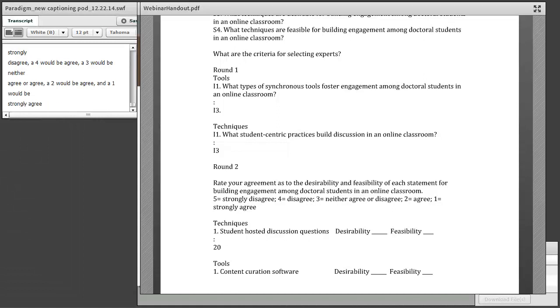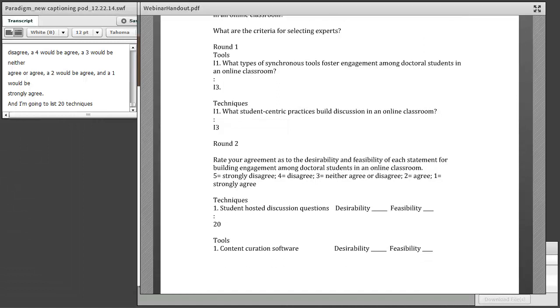And I'm going to list 20 techniques, and in this example, I'm going to list 20 different tools. So the first technique would be student-hosted discussion questions. And you would rate whether or not you believe they're desirable and whether or not they're feasible. Remember, that which is always desirable isn't necessarily feasible, and that which is feasible isn't always necessarily desirable. So when I do a study, I like to kind of separate those two constructs.